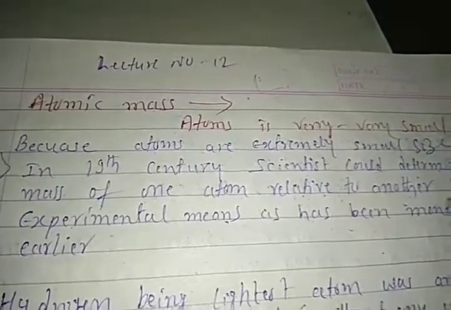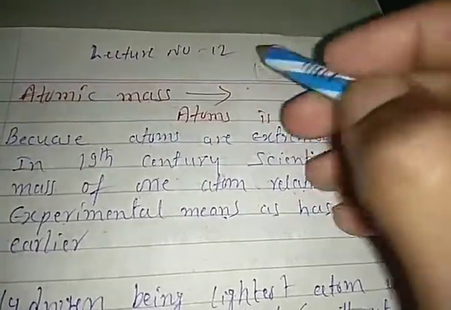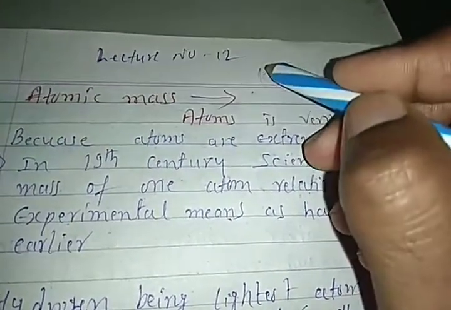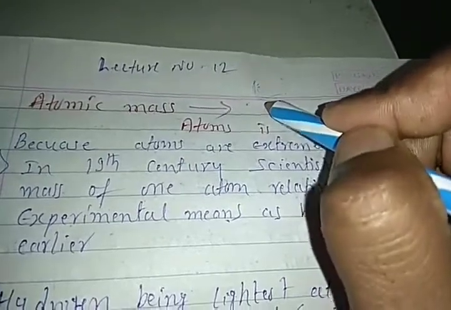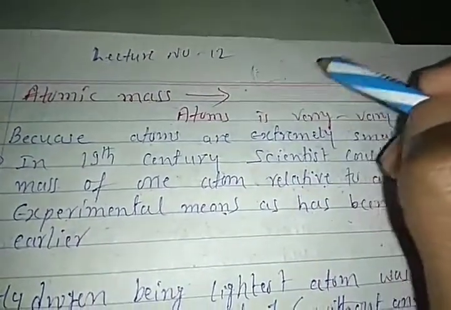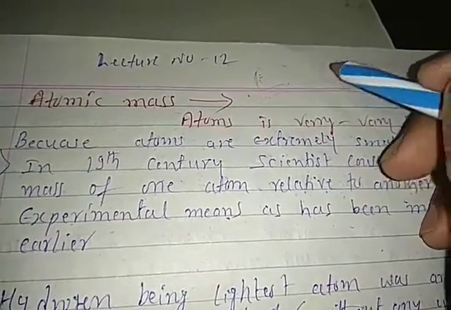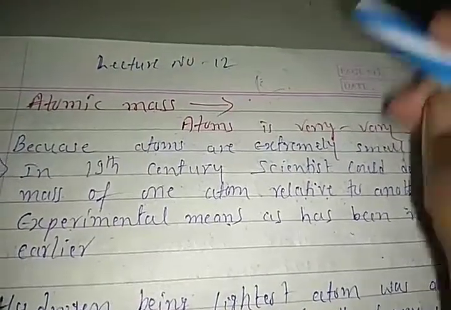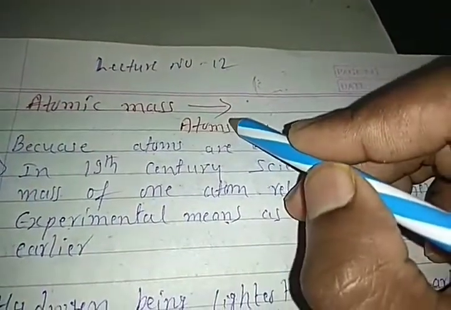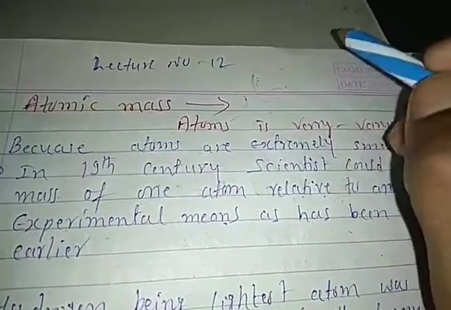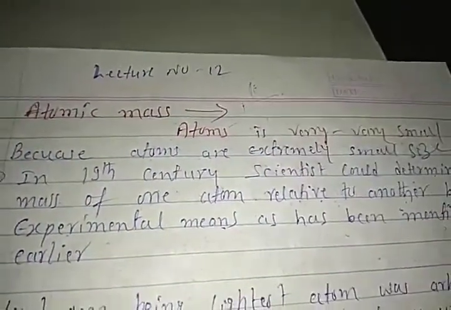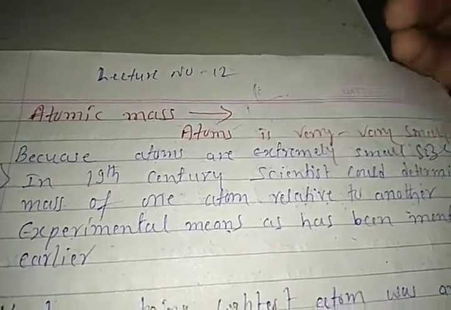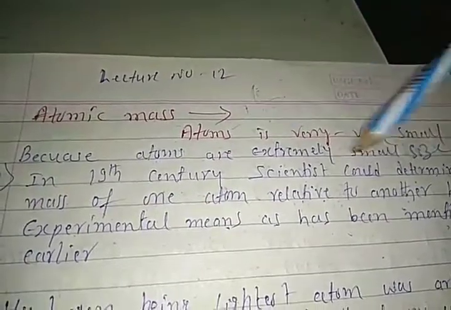Nowadays, to measure the mass of any substance, we use kg, grams, milligrams, etc. Mass is used to measure matter, the solid substance. But how do we measure the mass of atoms? How do we measure the mass of atoms, right? Atoms are very small because their size is very small.